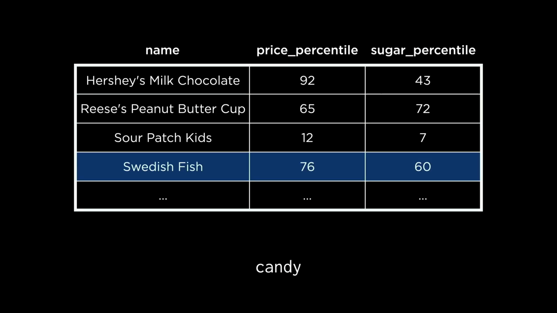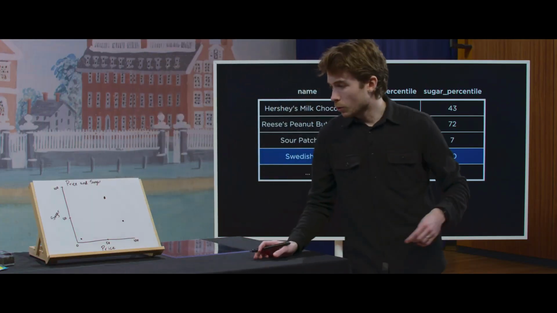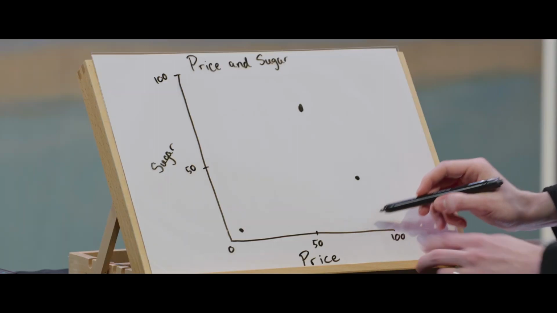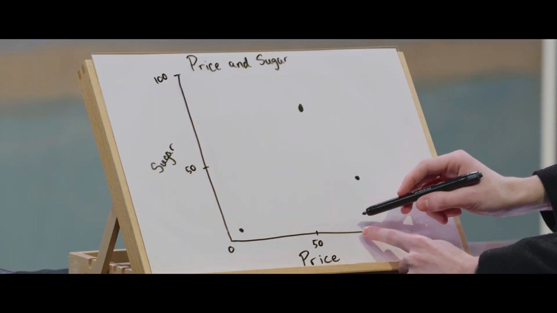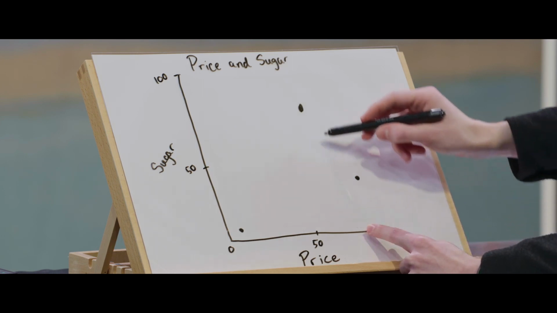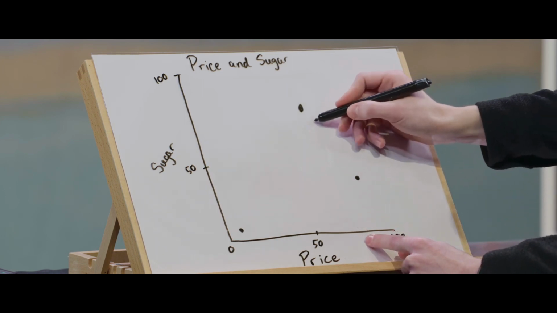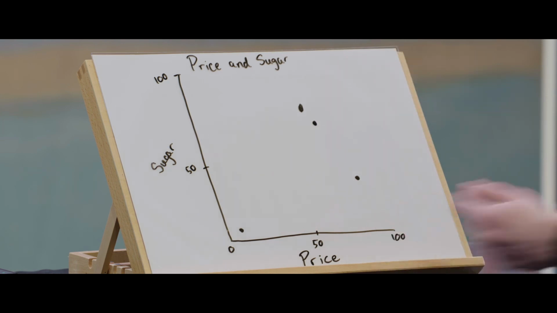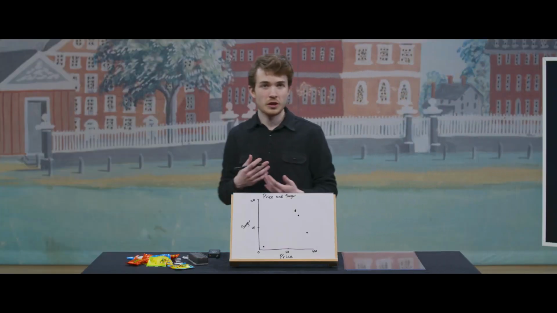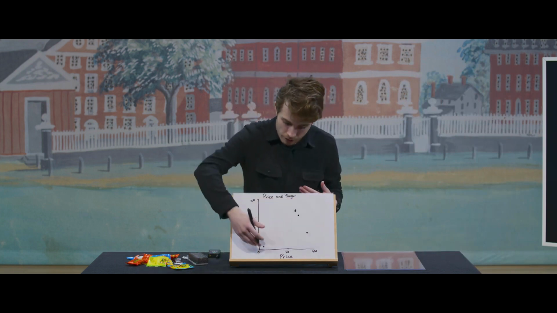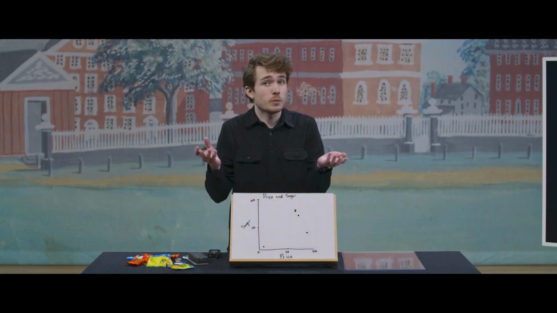Well, Swedish Fish, similar to this Reese's peanut butter cup, are pretty high in price, but also pretty high in sugar. So let's plot this one too. I'll come back over here and say, well, 76 is somewhere in the middle between 50 and 100, so around here on the x-axis, and the 60 is just above the 50 here on the y-axis. So let me go ahead and plot this as our Swedish Fish point. So maybe some relationship here. We see as price goes up, maybe our sugar intake goes up as well.